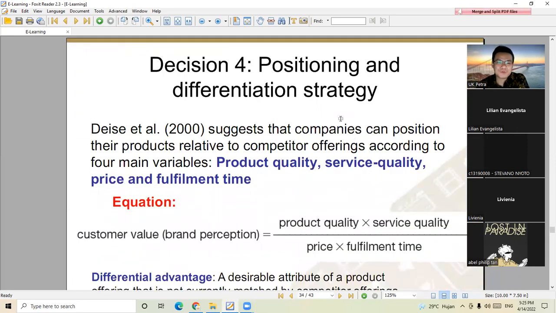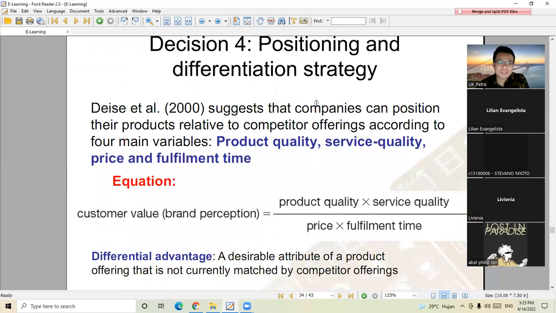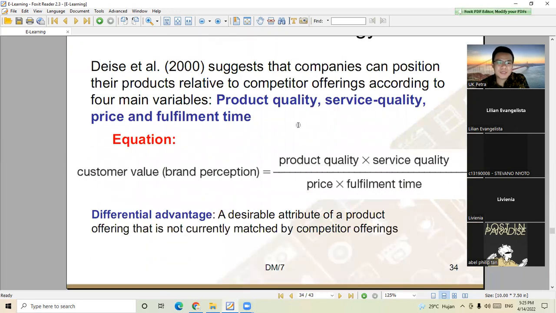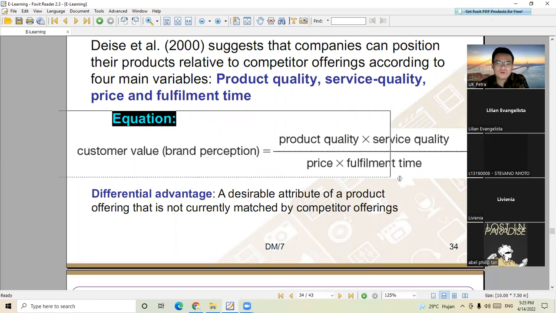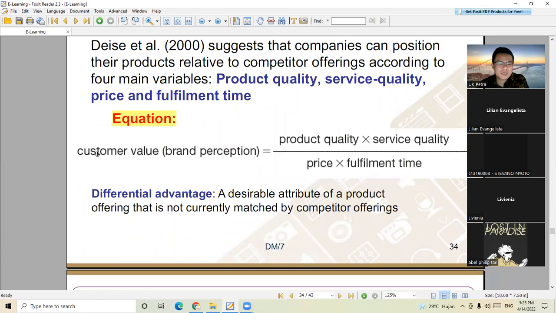Decision for positioning and differentiation strategy. According to Dayson 2000, he suggests that companies can position their products relative to competitor offerings according to four main variables. These are the formula for this. How do we measure customer value or brand perception? The formula is: product quality times service quality, divided by price times fulfillment time. Then we can calculate the customer value.